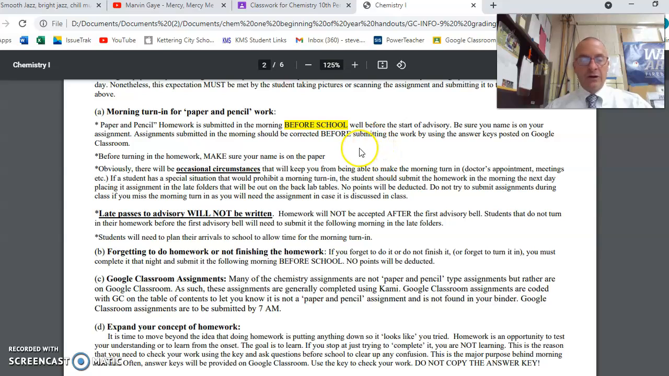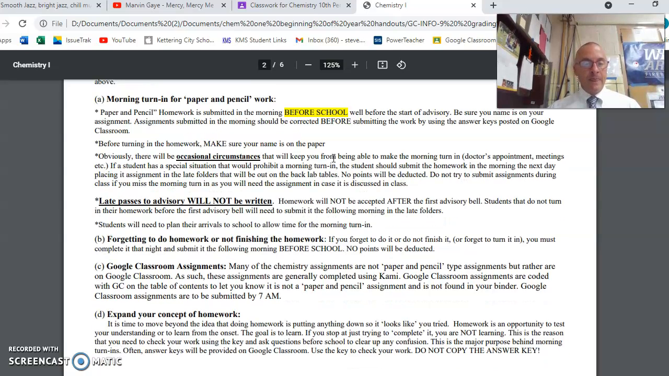That's all you have to do. You don't have to get here super early to do it. When you arrive at school, just go straight to the chemistry room, turn your work in. There's a reason that we want you to turn it in before school, many reasons, and we'll discuss those in a moment.